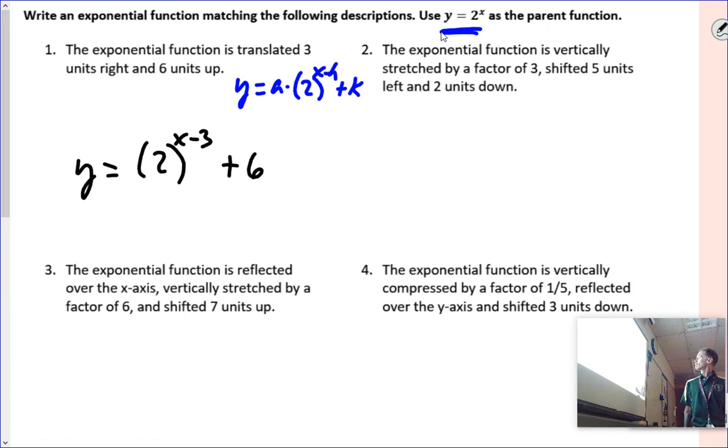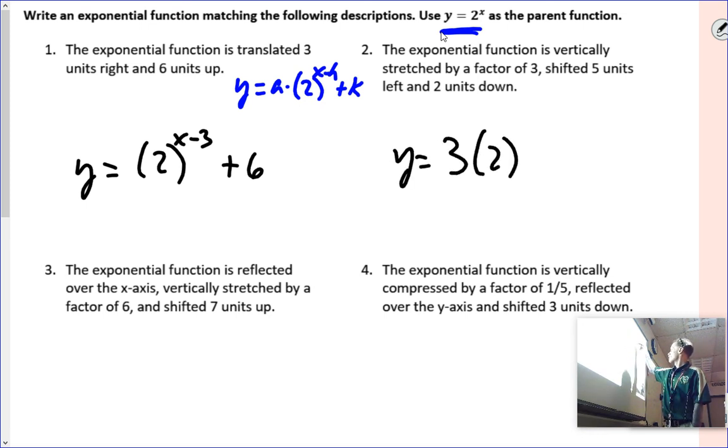And then number 2, vertically stretched by a factor of 3. So that's your a value. My base here is just given as 2. Then 5 left, so that would be x plus 5, and then minus 2 on the outside.